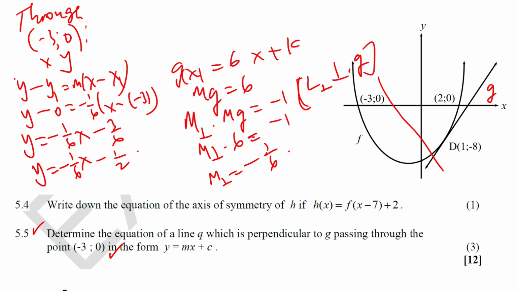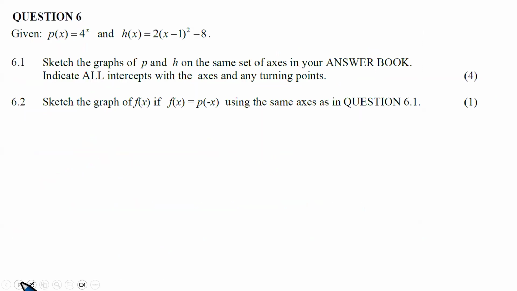So what is the equation of the line that the examiner wants? Effectively, the examiner wants the line y equals -1/6 x minus 1/2. That's the answer. Let's look at the next question. The next question is about exponentials. Let's deal with the exponentials, but also let's deal with the vertex form of a parabola. This is what you call the vertex form of a parabola.